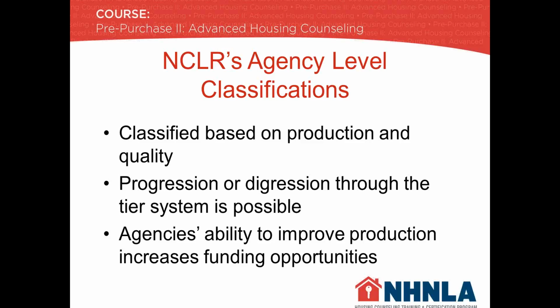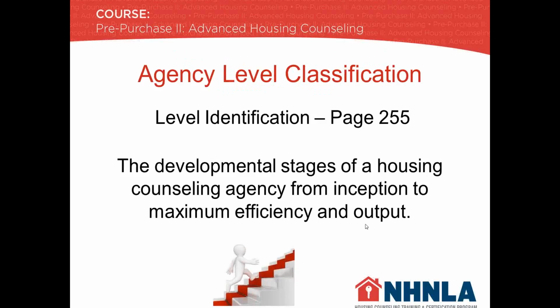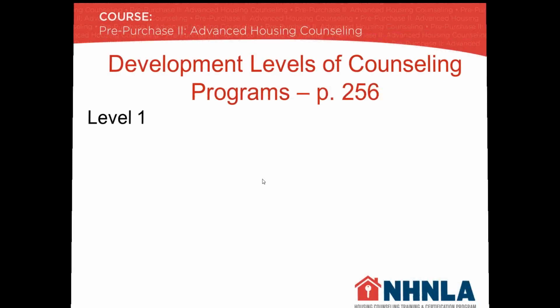That's definitely possible. The agency's ability to improve their production and improve their staffing or their staff experiences would allow them to move from a 1 to a 2 or a 3, and it's also going to increase funding opportunities for them. So let's start by looking at the classification system. The discussion starts on page 255, and this just goes over the developmental stages of a housing counseling agency from the very beginning, from inception to how they achieve maximum efficiency and output.